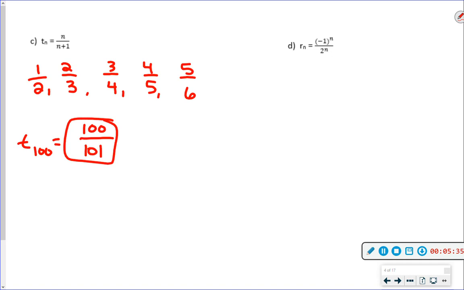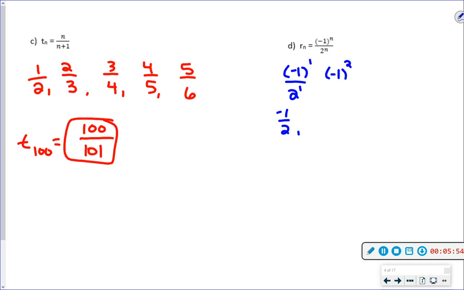All right, let's do one more, some crazy fractions here. So first term, let's write it out. What's your first term when you simplify that? Negative 1 over 2. So there's our first term.